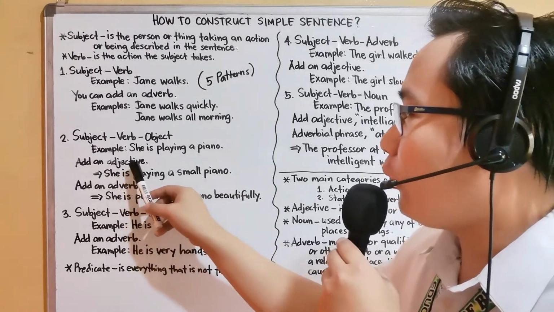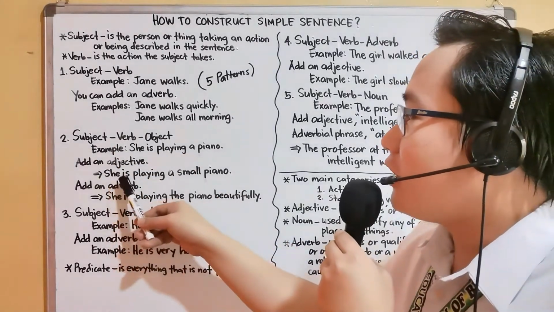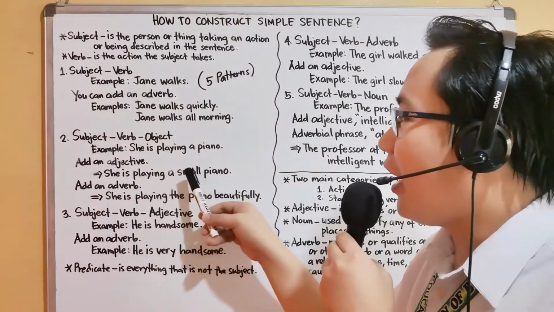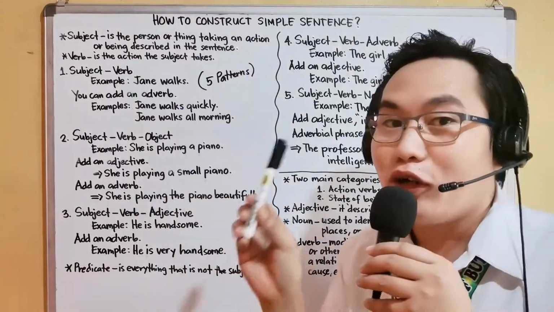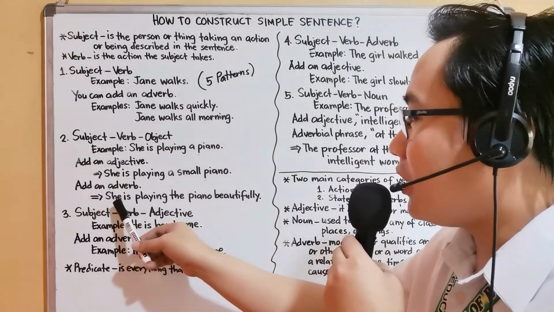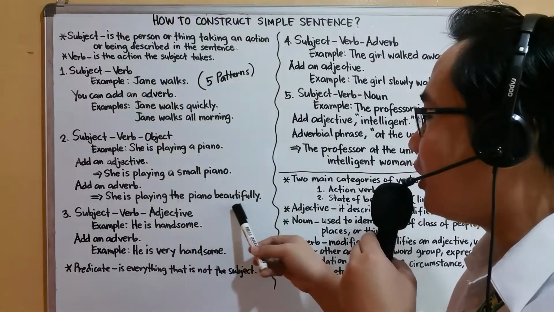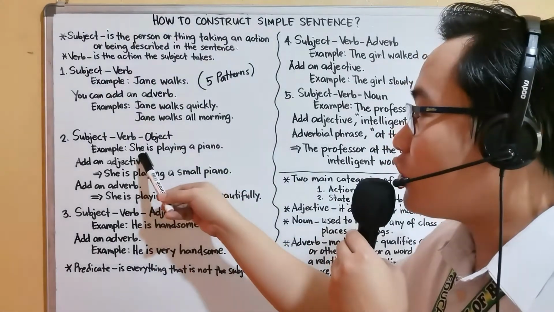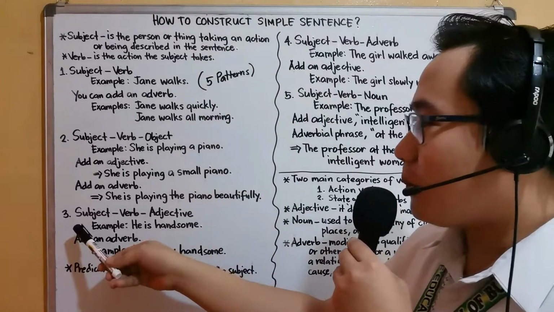Okay, so if we're going to add an adjective in this particular sentence, we have she is playing a small piano, because small is an adjective that we added in this particular sentence. If we are going also to add an adverb in this particular sentence, this will be she is playing the piano beautifully. So this is now the adverb that we added from the original sentence, she is playing a piano. Okay, so let's proceed now to the pattern number 3.